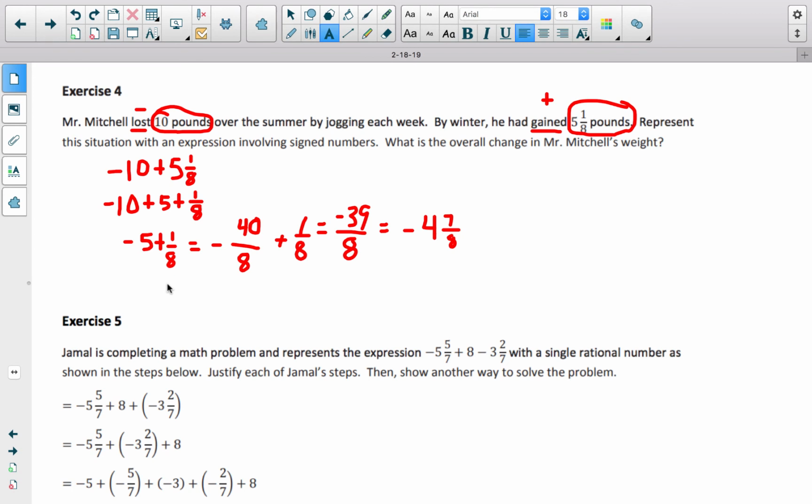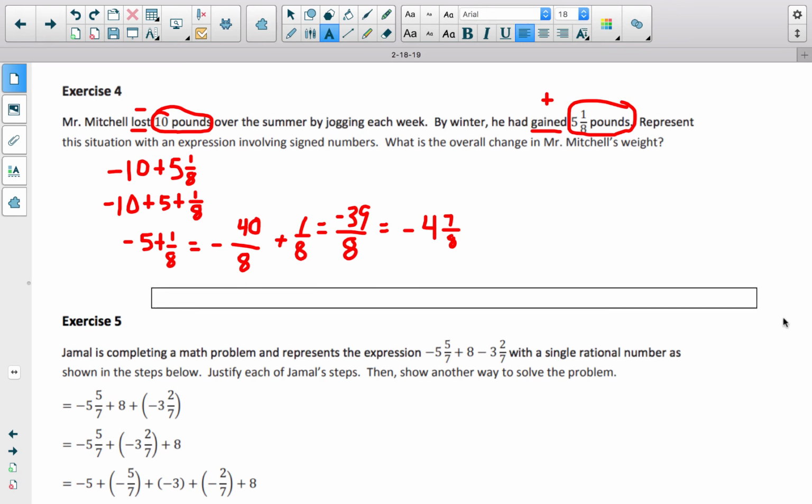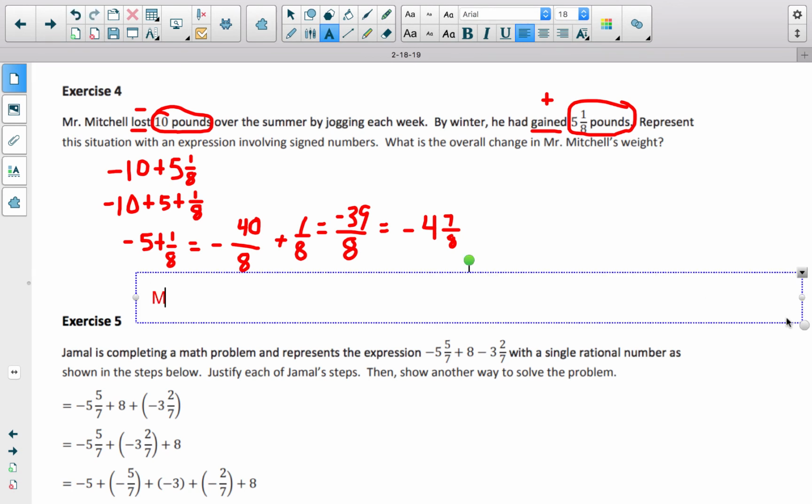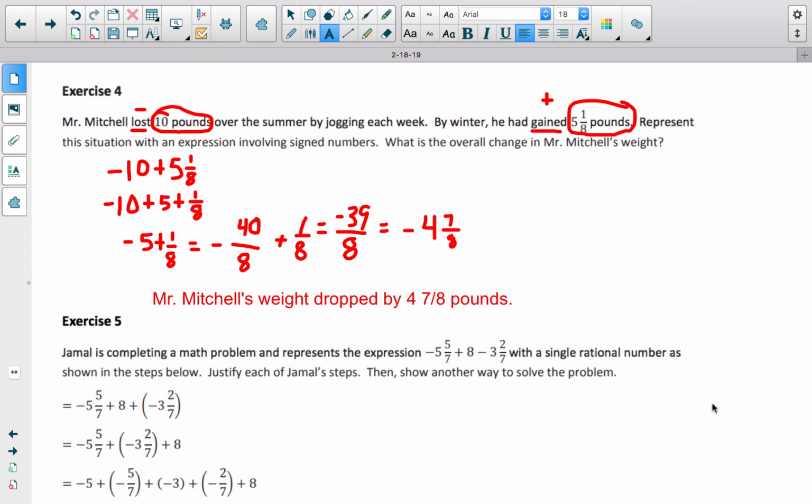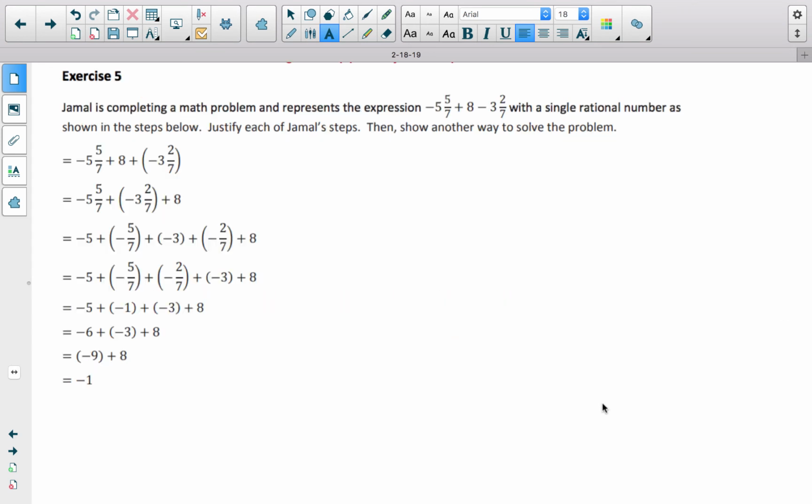Now, I'm not done because it's a word problem, so I'm going to make sure I write it in a complete sentence. Mr. Mitchell's weight dropped by 4 7/8 pounds. Or you can say he lost 4 7/8 pounds.